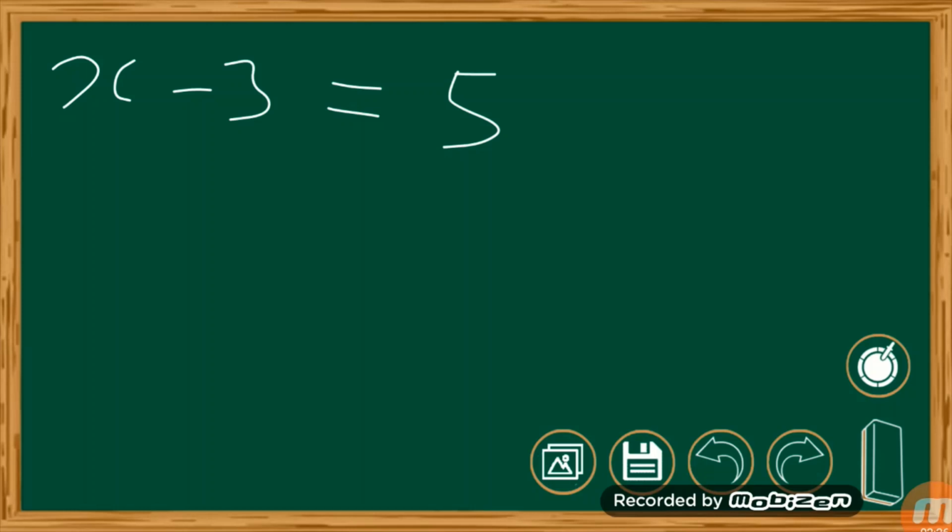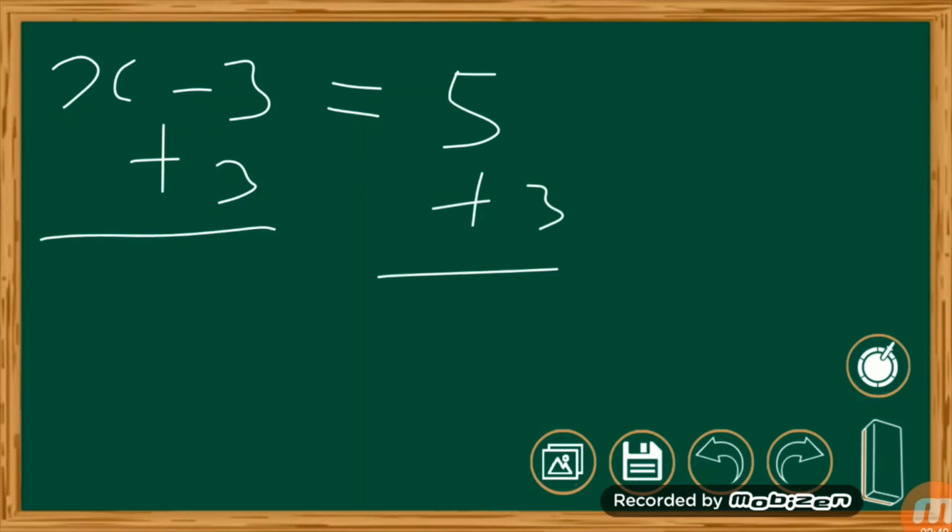But what's the procedure? What we're going to do, since we want to get rid of the 3 and we want x by itself, we're going to add 3 to both sides. So I'm going to add 3 to this side. I'm also going to add 3 to this side. Here we have x minus 3 plus 3. Minus 3 plus 3, that's going to be 0. So we're left with x on this side equal to 5 plus 3, that's going to be 8. And that's it there.